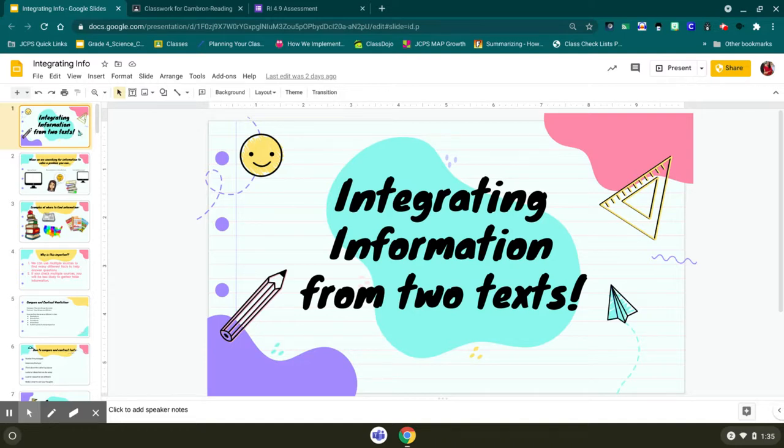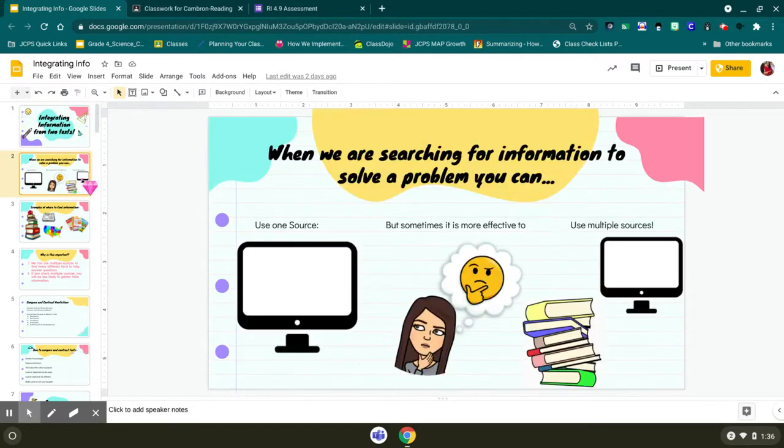This week we have been talking about integrating information from two texts. So what do you do when you have two texts to read that are about similar topics, but not completely the same? We talked about that when we're searching for information to solve a problem, you can either use one source for information, but sometimes it's more effective to use multiple sources.